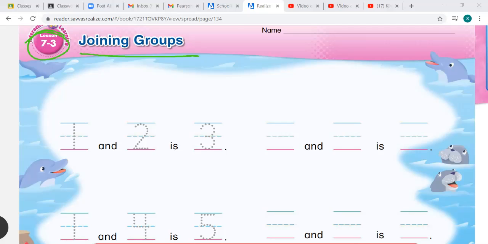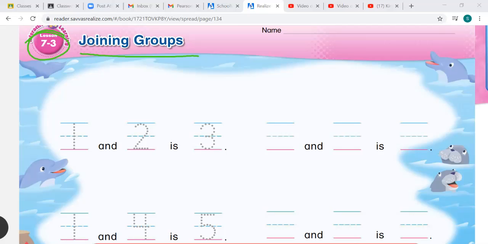So let's look at our work mat here. There's one fishing boat on the lake. Then two more fishing boats go out onto the lake. How many boats are there all together on the lake?